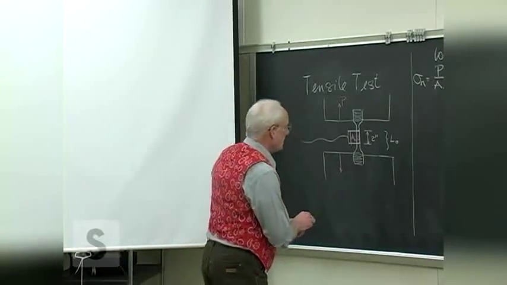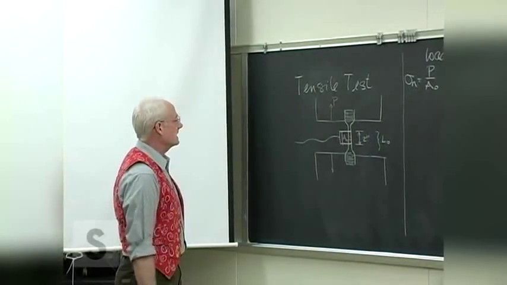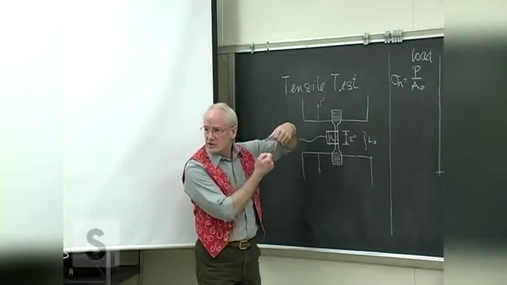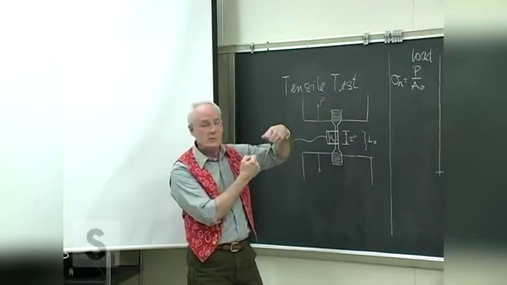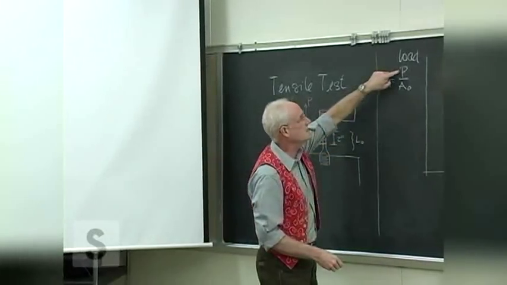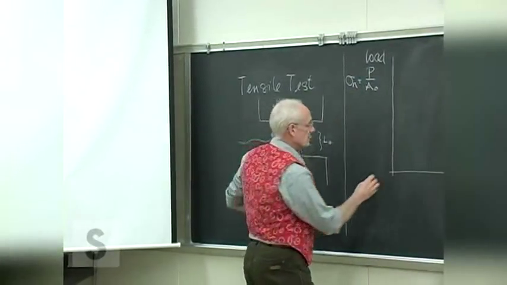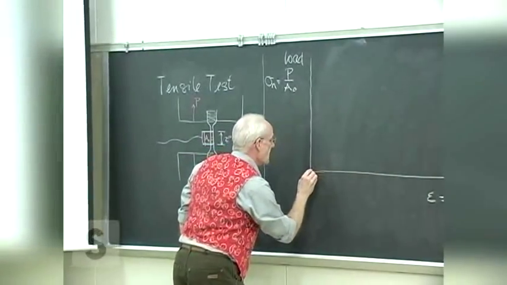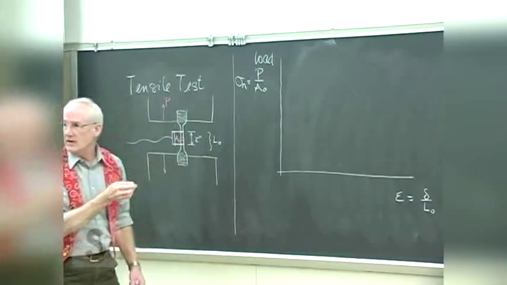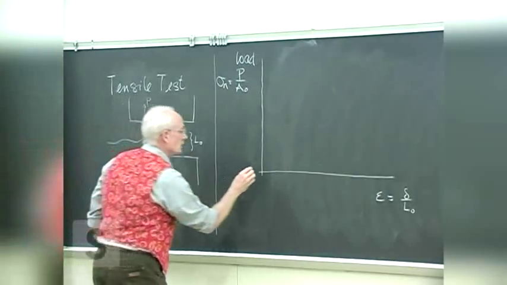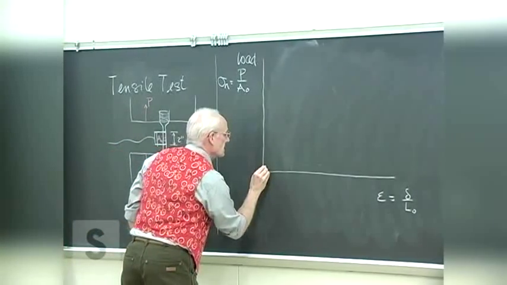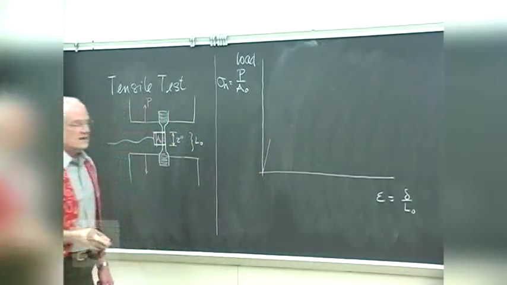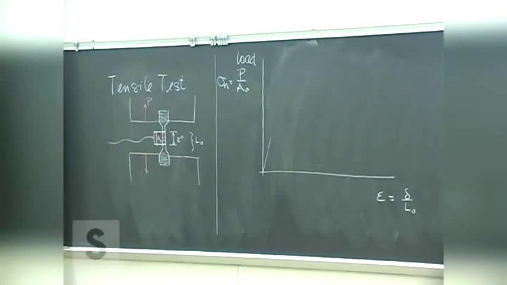So the test goes then something like this. Starts at very low load, just start turning on the machine, let it start pulling apart the pieces. So P is very small, A0 is very small, and the piece is not deforming very much. These are at the early loads. What's interesting to us is the fact that this early part is very linear.